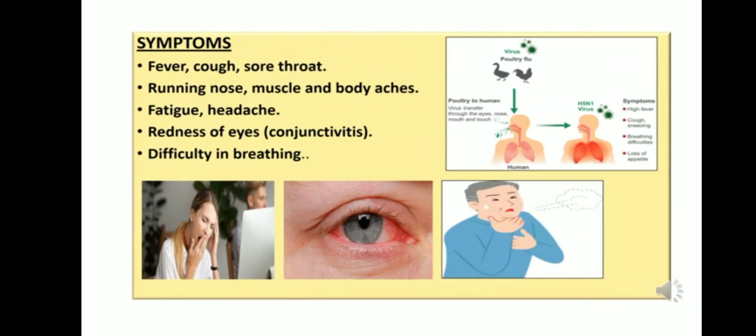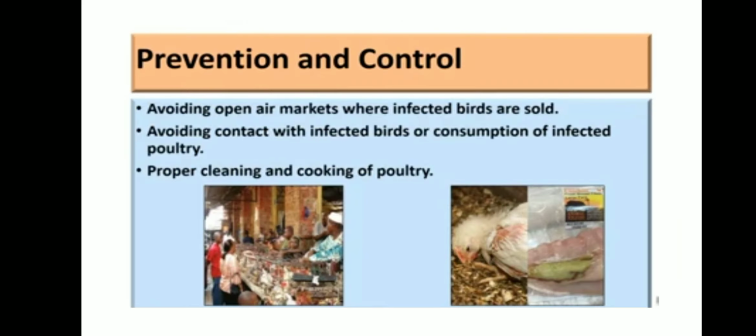Then symptoms. If a person is affected by avian influenza, the following are the symptoms: fever, cough, sore throat, running nose, muscle and body pain, fatigue, tiredness, headache, redness of the eye. This condition is called conjunctivitis. Then difficulty in breathing also. So these are the symptoms of avian influenza.